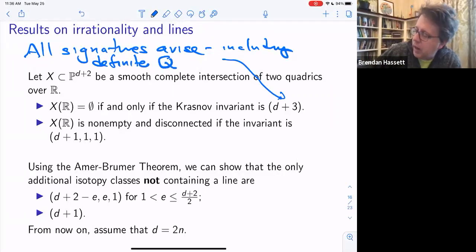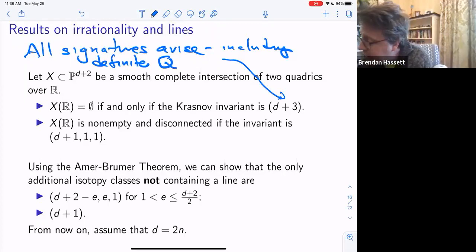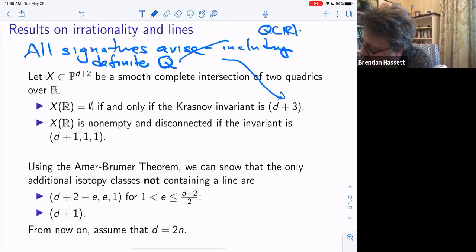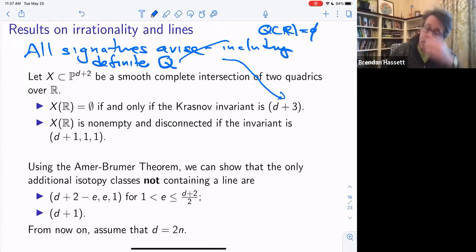Now, if you have a complete intersection of two quadrics, and you know it can be embedded in a positive definite quadratic form, well, these definite Q's have no real points. So if I can put X inside the definite quadratic form, it's not going to have any real points either.